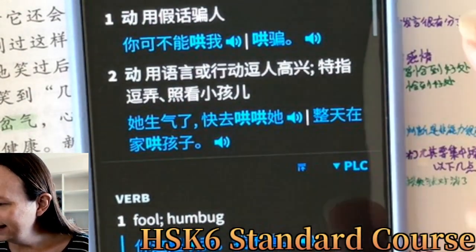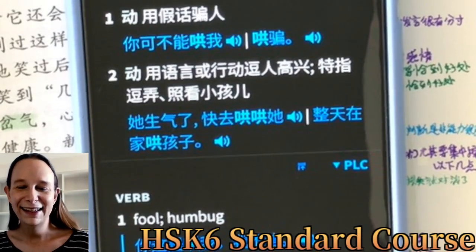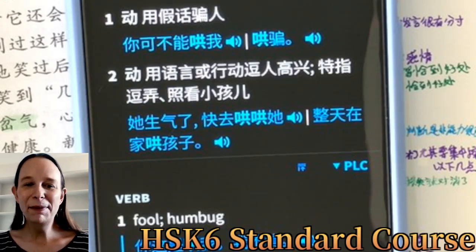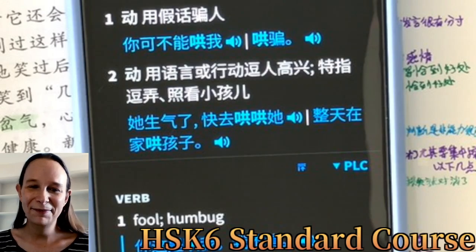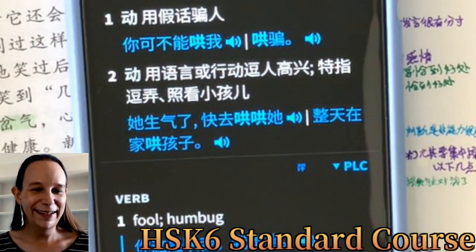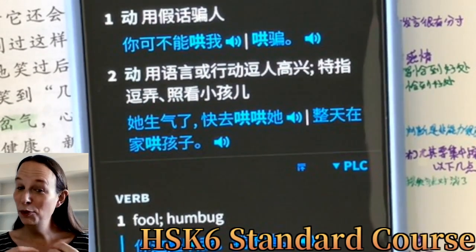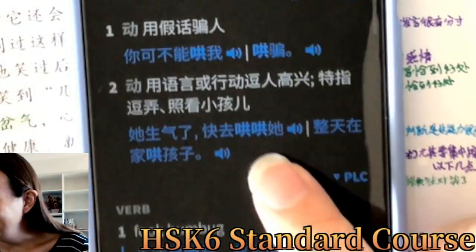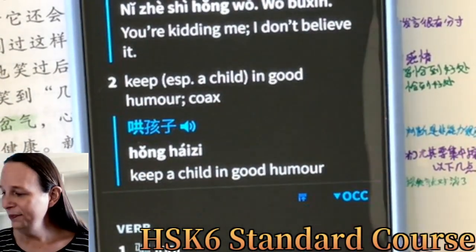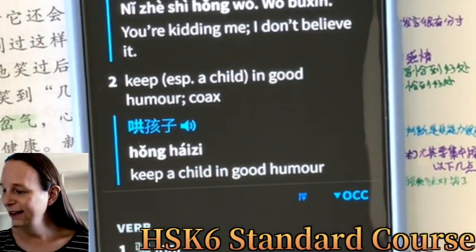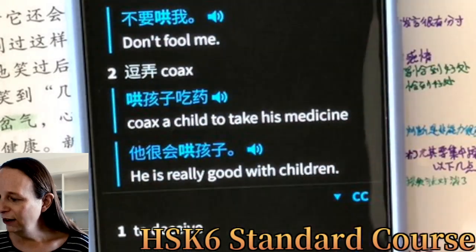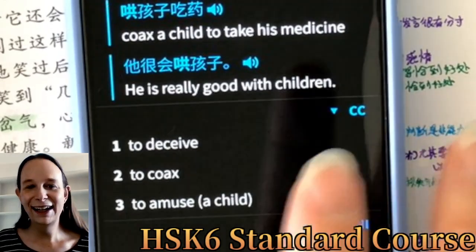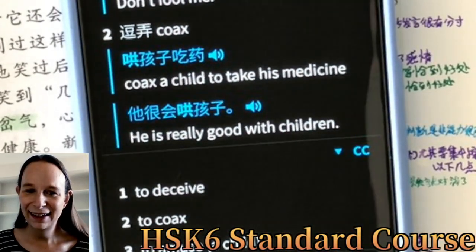You talk about like 男人哄女人. It's like picking up, or maybe just getting them, maybe the lady is angry and the guy's like very smooth with the ladies. All right. Hong. 你就是哄我不信. 哄孩子. 哄人不要哄我. 哄孩子吃药. Yeah, so you get the child to take their medicine. 你很会哄孩子.